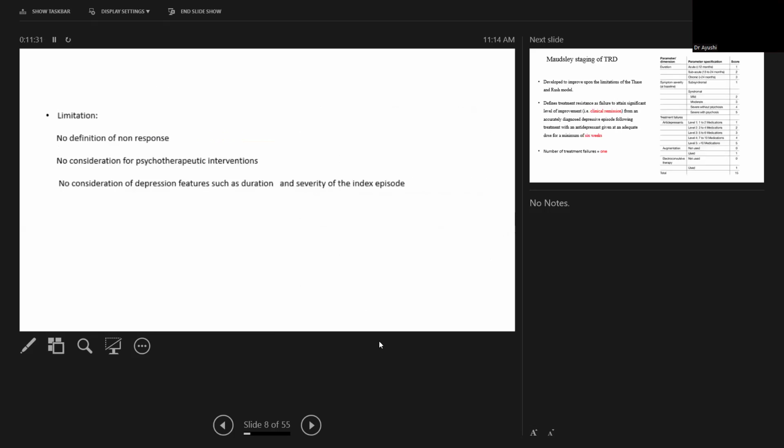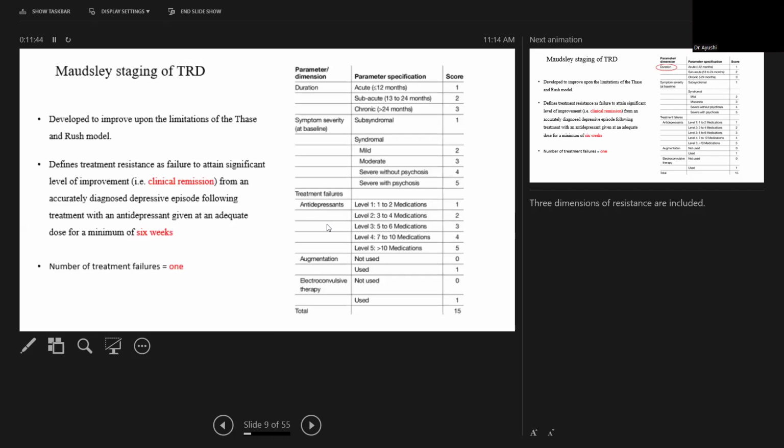The limitation of this model was that they have not defined what is non-response, no consideration for any psychotherapeutic intervention, and no consideration of depressive features such as duration and severity of the index episode. Then is Maudsley staging for TRD. It was developed to improve upon the Thase-Rush model.